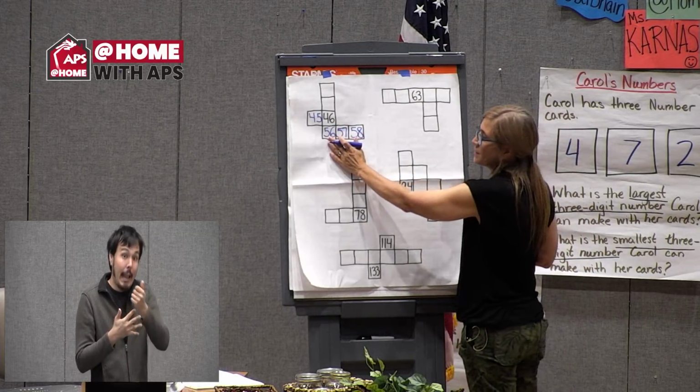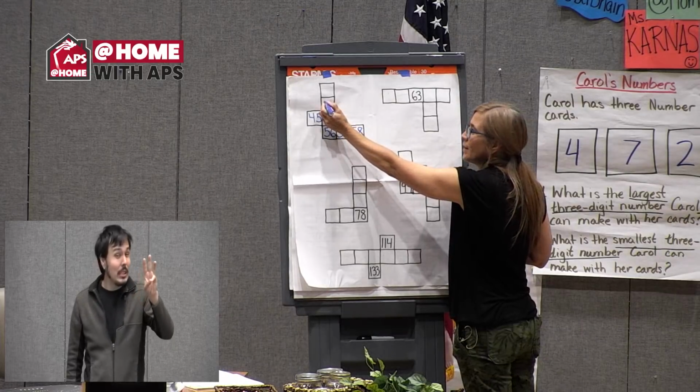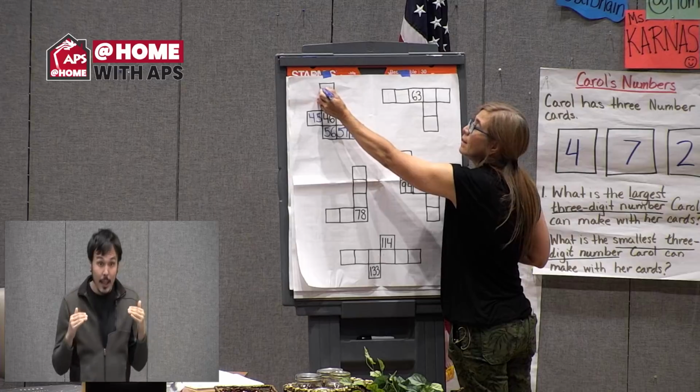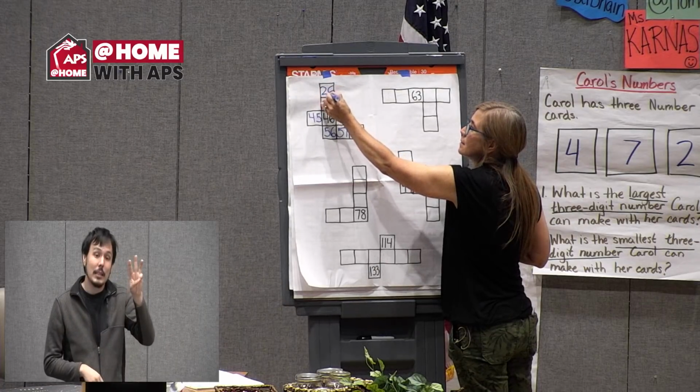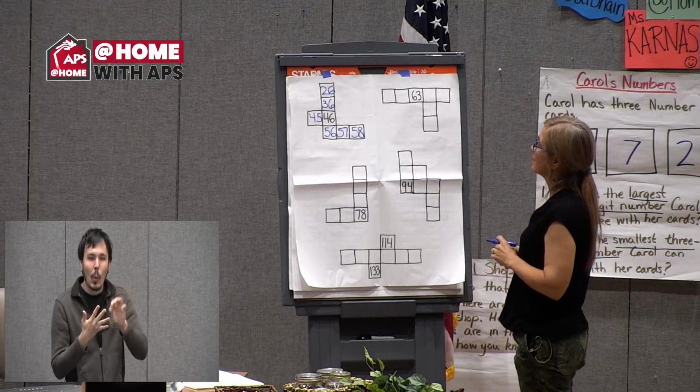And now let's see if we can use some of that backwards counting to help us up here. So we have 56, 46, 36, you're right. And then 26. Nice work using your counting by ones and by tens.